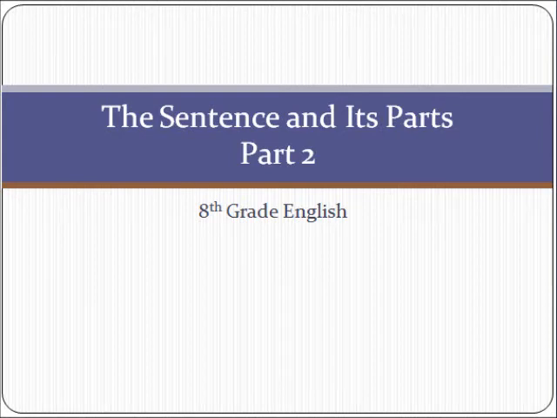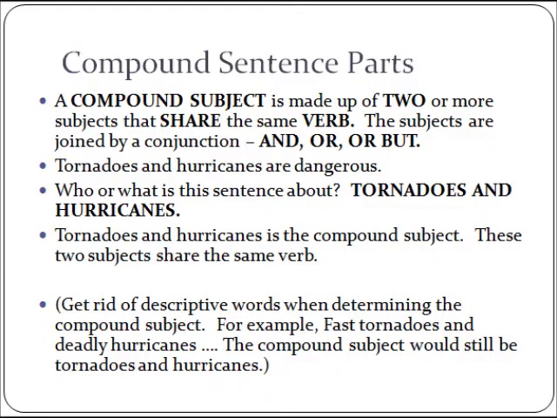The sentence and its parts, Part 2. Compound sentence parts. A compound subject is made up of two or more subjects that share the same verb. The subjects are joined by a conjunction that would include and, or, but.